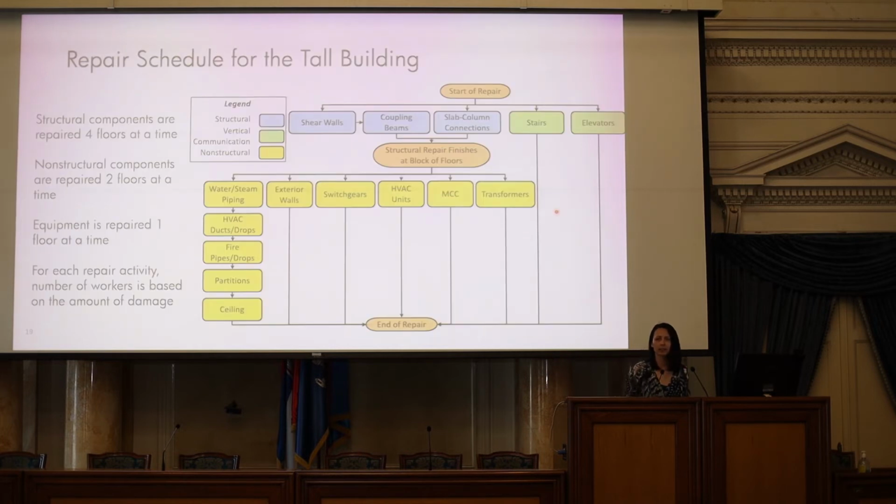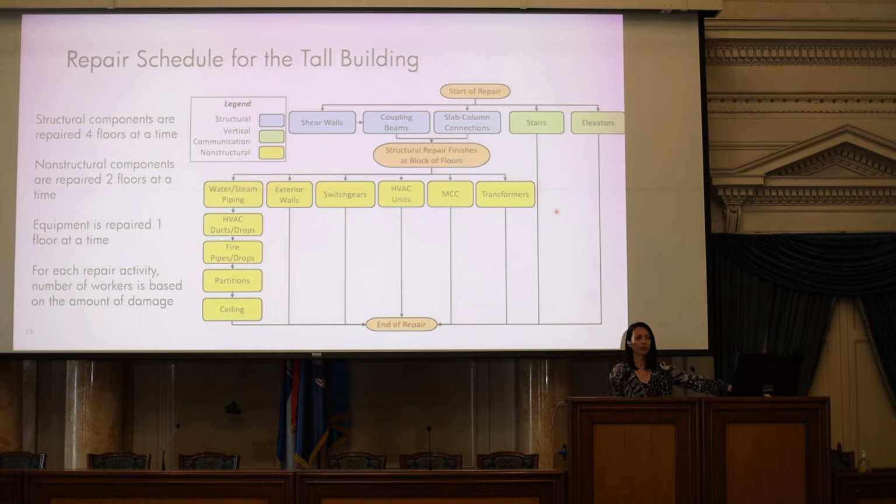So this repair scheduling model is very flexible. It can be applied to any region, any country, any market, because we can simply define the way in which the repair is going to be done in a certain region, use it within the model and get the result. So here I'm showing just a simple example from the tall building that we did, where we repaired 4 floors simultaneously for all structural components. So you wouldn't do that one floor at a time, you would do several floors at a time. Non-structural components, we did 2 floors at a time, and equipment 1 floor at a time.